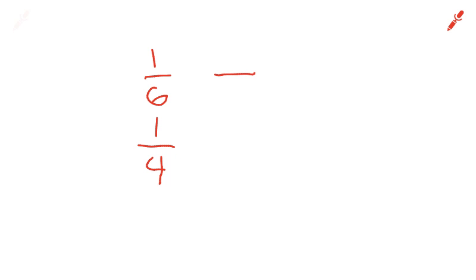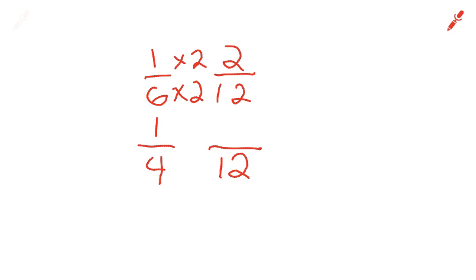And so we know that it'll be a 12 as our denominator for both of these in making equivalent fractions. And then we have to figure out, 6 times what will equal 12? Do you know? 6 times 2. If we do times 2 there, we need to do times 2 here too. 1 times 2 is 2.